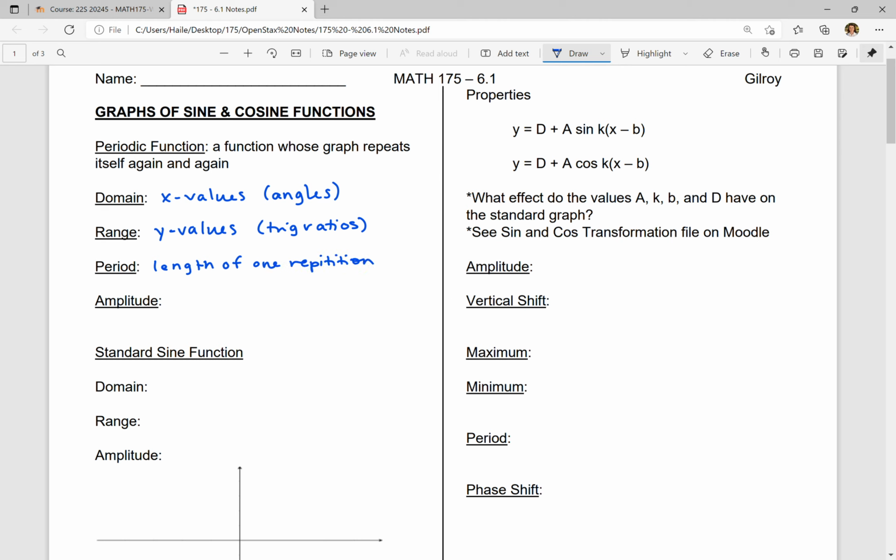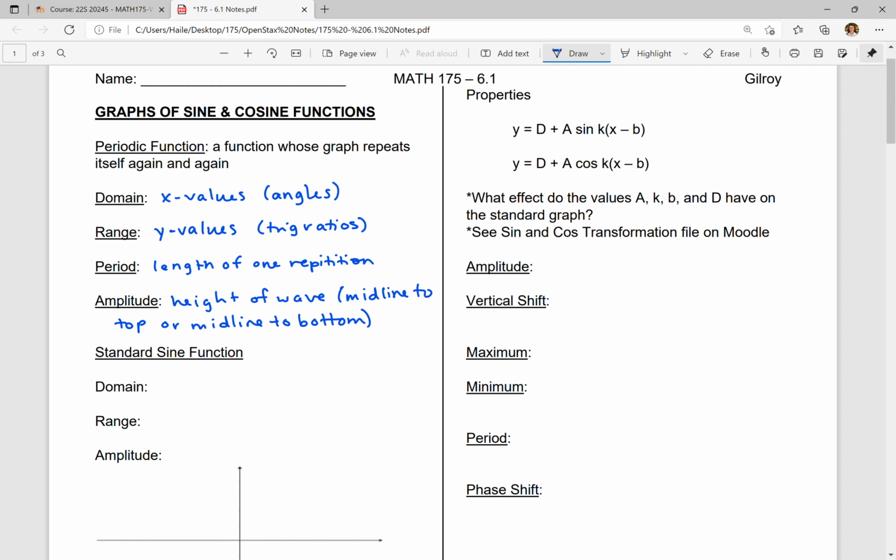And then finally, when we talk about sine and cosine specifically, we talk about something called the amplitude. When we graph these, they're going to look sort of like waves, and the amplitude is the height of the wave. You can measure this either from the midline to the top, or from the midline to the bottom. We'll talk about what the midline means in a little bit.